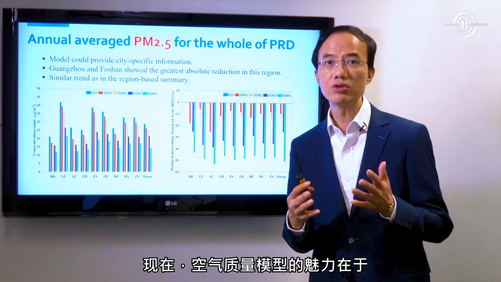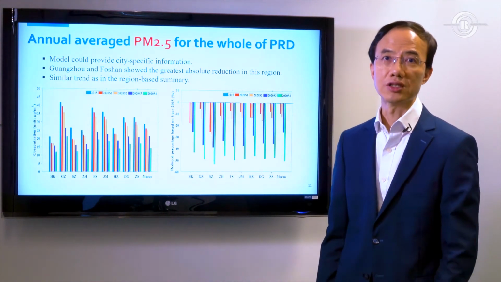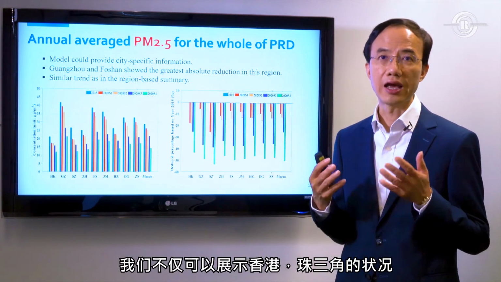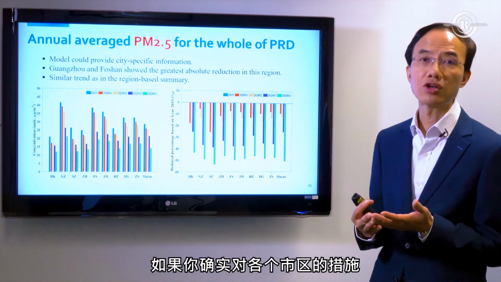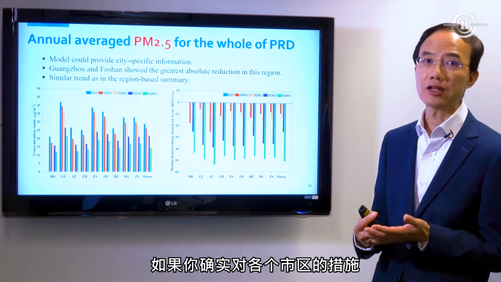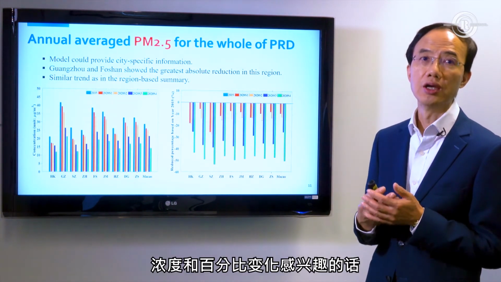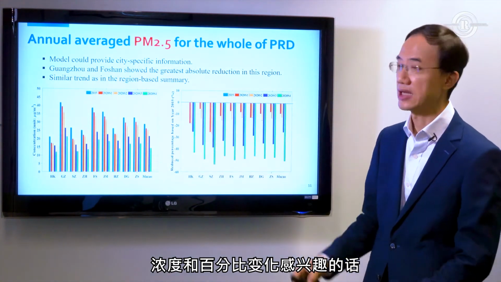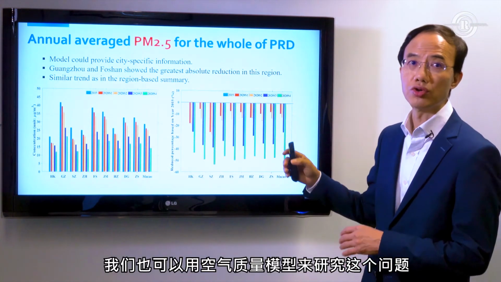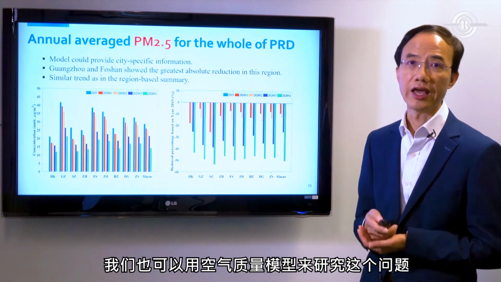Now, the beauty of the air quality model is that we can look not only at Hong Kong and the PRD, but also at individual counties. If you are interested in individual counties, different measures, and what the concentration changes and percentage changes are, we can also do the study using the air quality model.